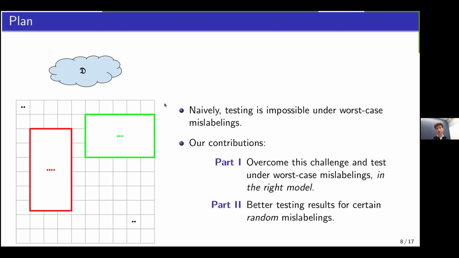And our contributions then come in two parts. In part one, we essentially overcome this challenge that testing is just impossible and show that we can test even under worst case mislabelings as long as we define our model carefully enough. And we consider this model, the problem statement, to be one of the main contributions of the paper. And then in part two, we go beyond these worst case results and show that for certain random mislabelings, we can do even better by exploiting the structure of the problem.